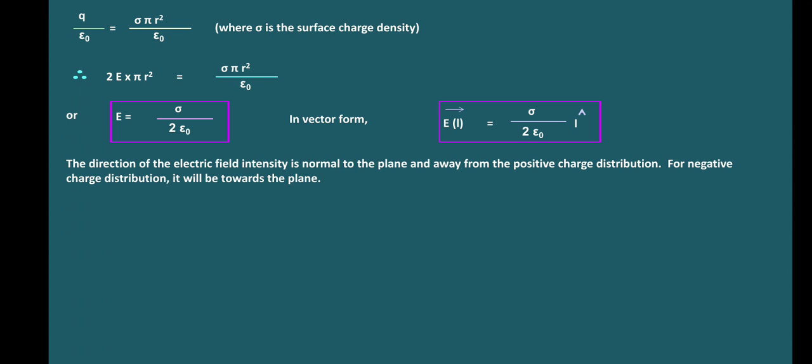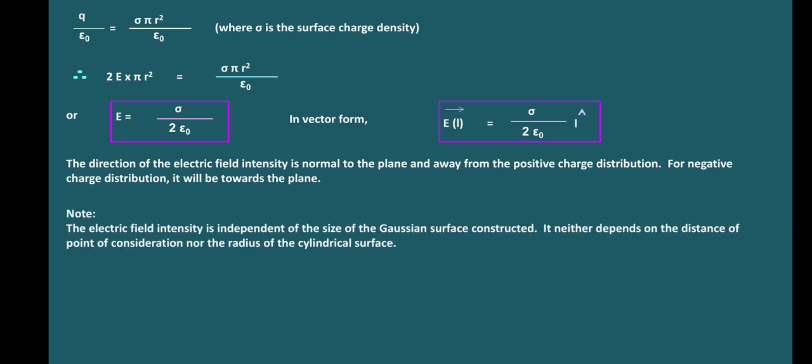See, the direction of this electric field, if the charge is positive, will be radially outward. If the sheet contains negative charge, then the direction of the electric field will be radially inward. Then the electric field intensity is independent of the size of the Gaussian surface constructed. It neither depends on the distance of the point of consideration nor the radius of the cylindrical surface. Okay.